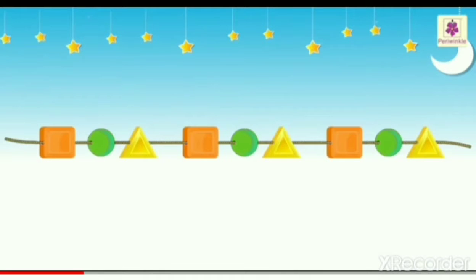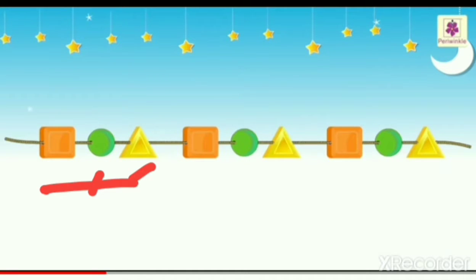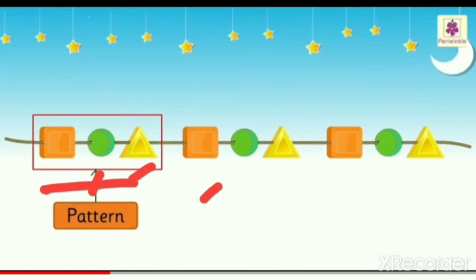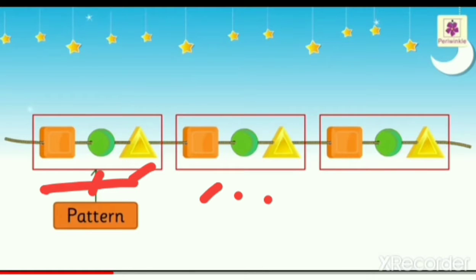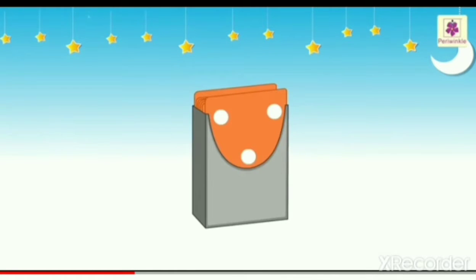Similarly, look at this bracelet. Here are some shapes you can see. Here is a rectangle, then circle, then triangle. Then again the same pattern is repeated, that is rectangle, then circle, then triangle, and this is a pattern. Okay, so in a pattern the same thing is repeated again and again, and we can find a new pattern by repeating the same thing.